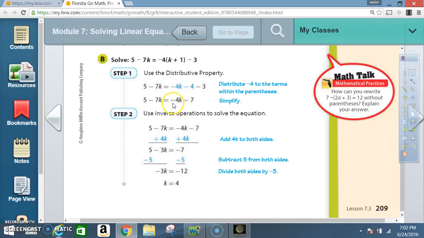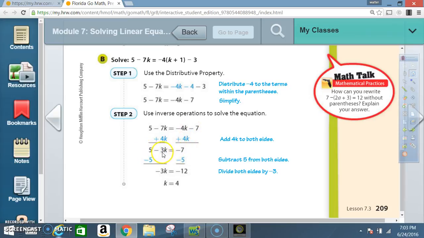So now we've got a negative 4k. I want to move that. To move it, I'm going to do the inverse. The inverse of a negative 4k is a positive 4k. So a positive 4k to this side and a positive 4k to that side. Now I add going down. 5 plus 0 is 5. A negative 7k plus 4k is a negative 3k. On this side, I get a negative 4k plus a positive 4k. That goes to 0, so that's gone. So all I'm left with is negative 7.